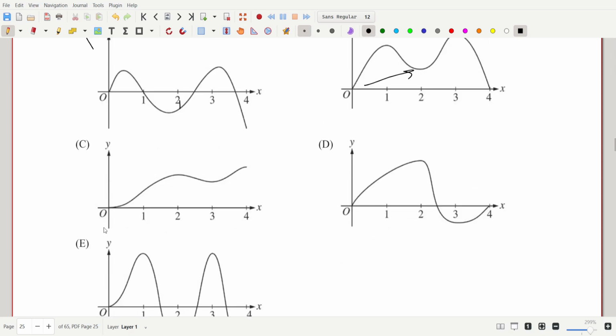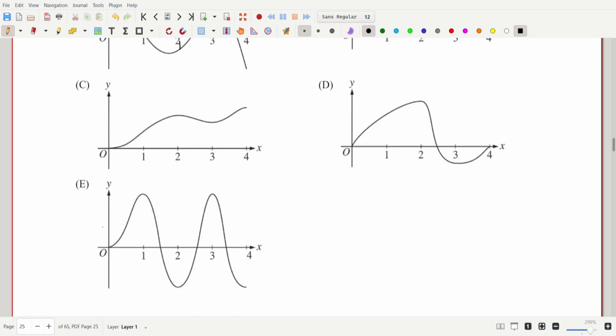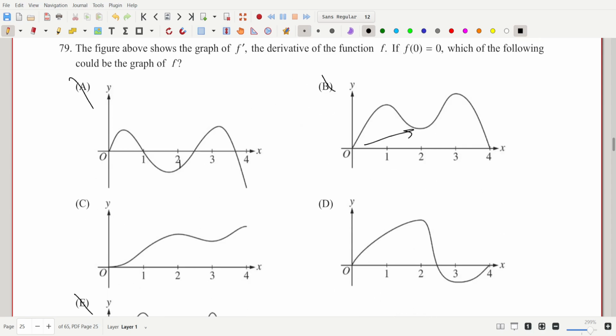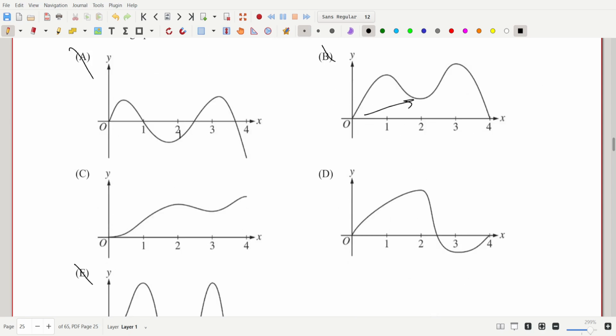I need to look at E. C is increasing up to 2. That's fine. E's out because it's not increasing up to 2. So C or D is still left. It should be decreasing from 2 to 3. That looks good. Increasing from 3 to 4. Oh, this all looks good.